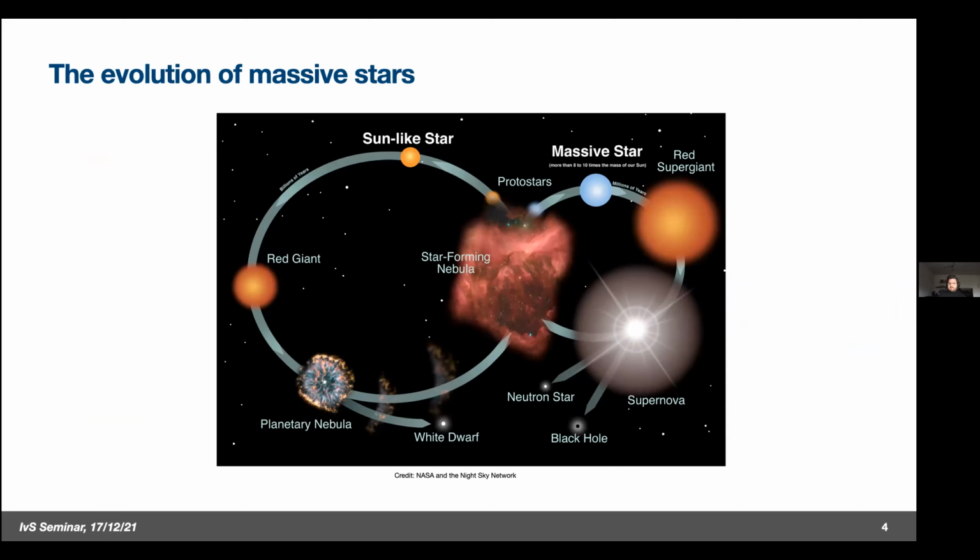The life cycle of massive stars is very different to that of solar-like stars, if you're familiar with those. In general, they live for millions of years compared to billions of years, for example, and they end up expanding into these red supergiant stars generally and ending their lives in catastrophic explosions known as supernova, leaving behind these very, very dense compact objects such as neutron stars and black holes. So this is kind of the general picture of massive star evolution.